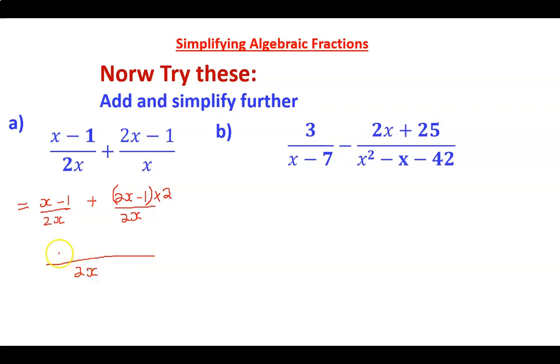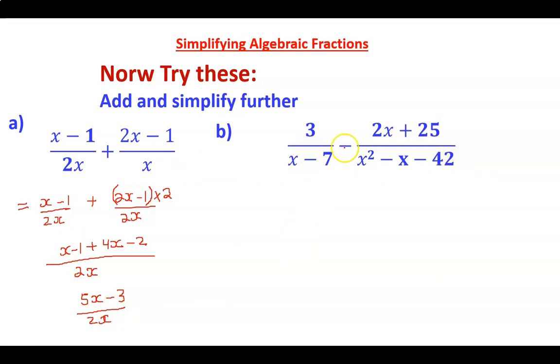The top one, expand and collect like terms. This one stays x minus 1. This one, 2x times 2, that's 4x. 2 times minus 1, that's minus 2. x plus 4x, you got 5x. Minus 1, minus 2, you got minus 3. Divided by 2x. So that's how far you can go with the first one.